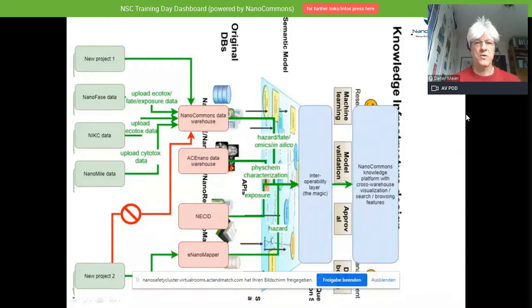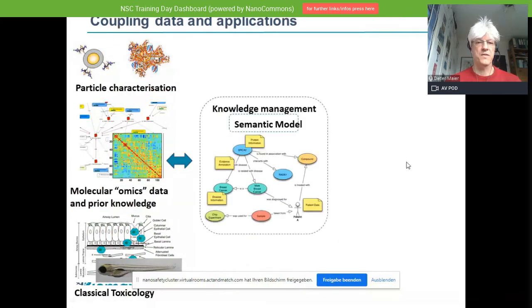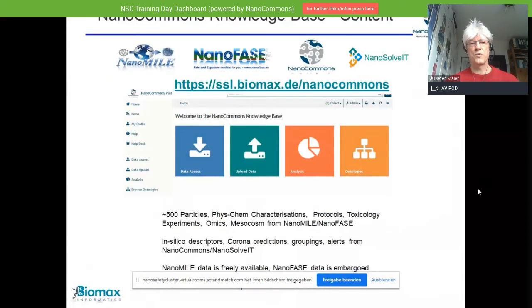So just as a bit of background, what's important is that this allows you to couple data and applications from very different places. So data that can be anything: particle characterization, that can be molecular data, omics data, classical toxicology, ecotox data. And applications, again, that can be anything. That can be expression analysis, network inference, that can be computational simulations, biomarker profiles, or as today, an image extraction tool. Okay. So that's the tool we're going to work with today.